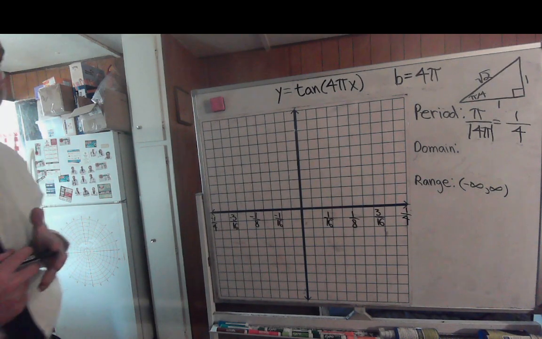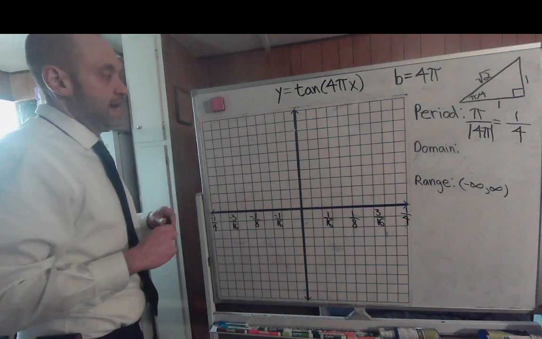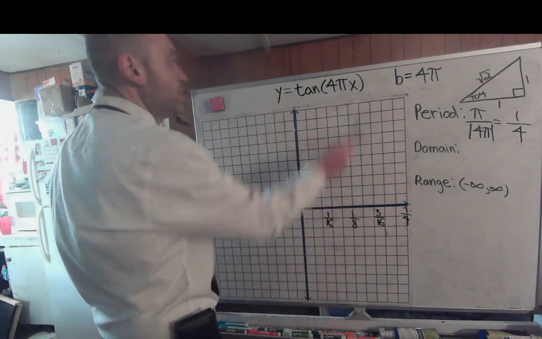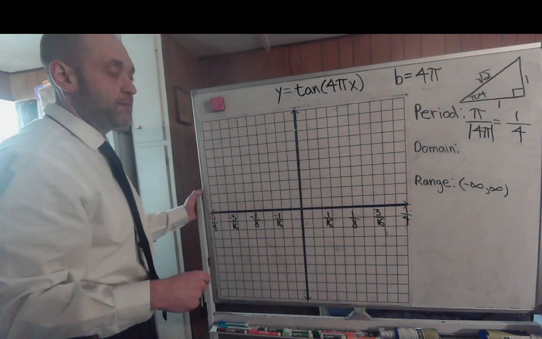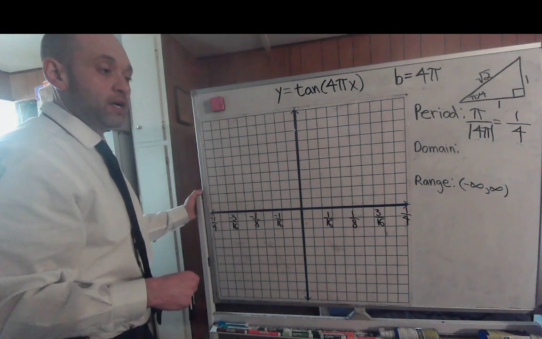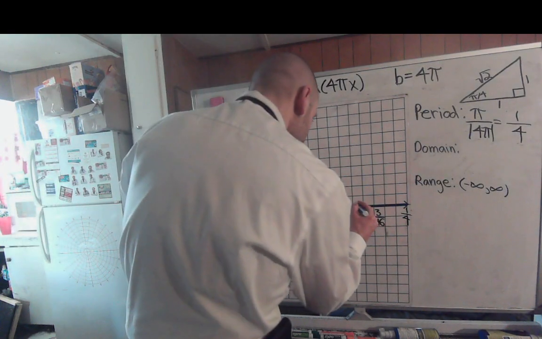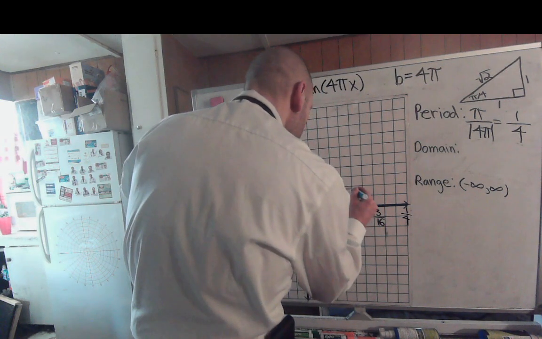Now what's the domain? Well, why don't we look at 1/8? If I take 1/8 and put that in for x, I would get pi over 2, wouldn't I? And we know the tangent at pi over 2 is undefined, so we're definitely going to have an asymptote at x equals 1/8.